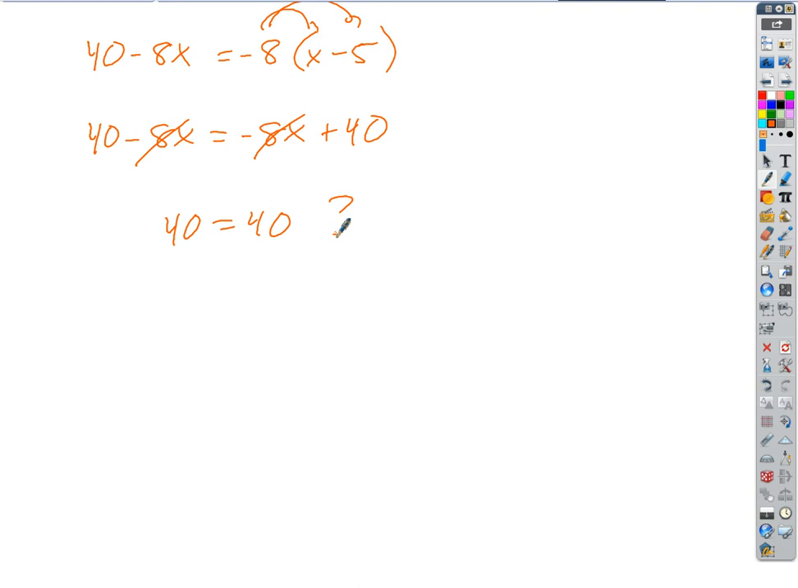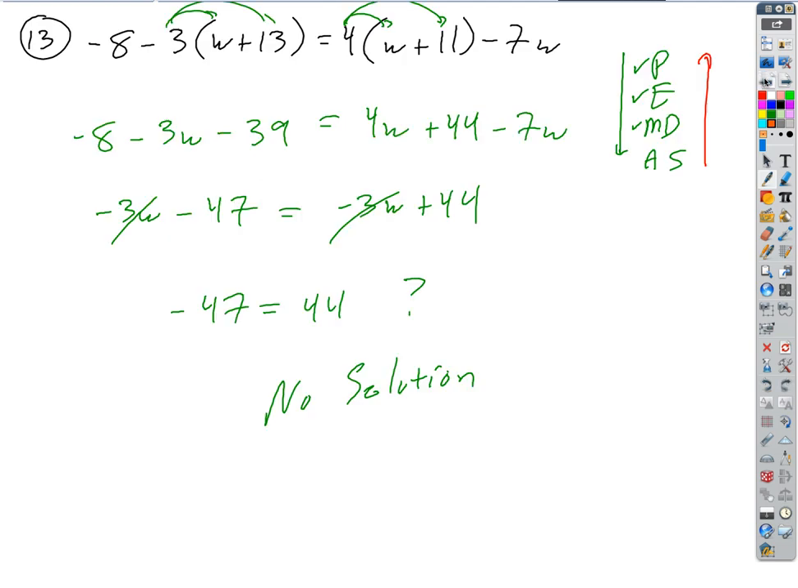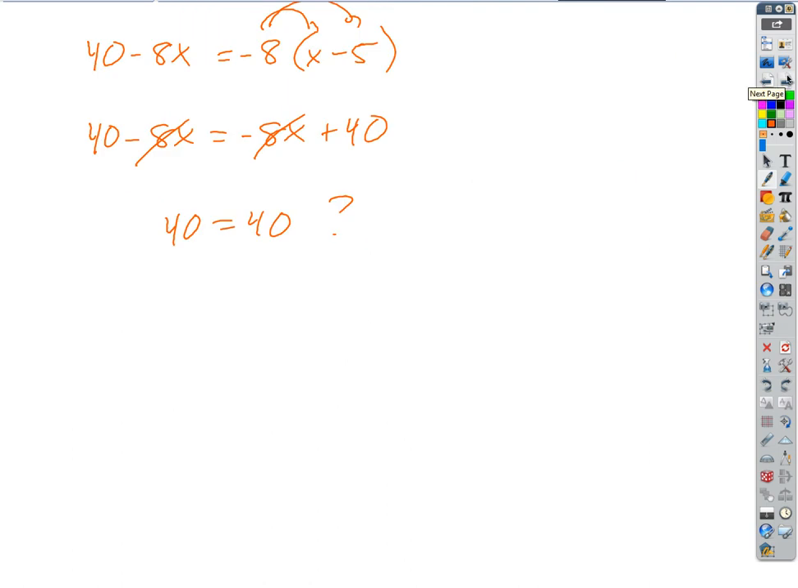So a lot of times we'll talk about this. If the answer doesn't include a variable, we know that it's insensitive to the variable. It doesn't matter what the variable is. In both cases, it makes no difference. This example, it doesn't matter what the variable was, it's never going to work. In this example, it doesn't matter what the variable is, it's always going to work. So we would say all reals.